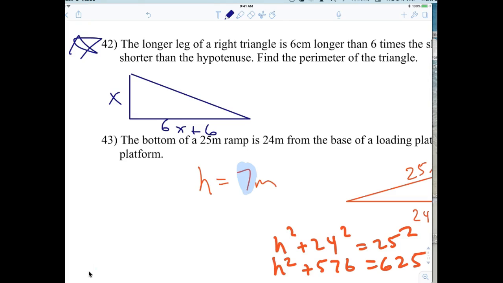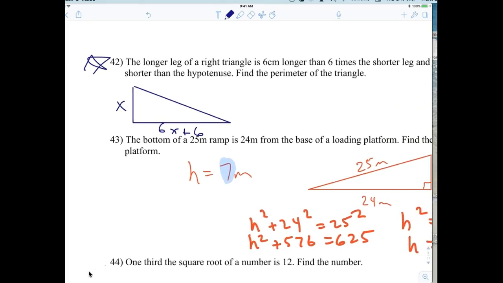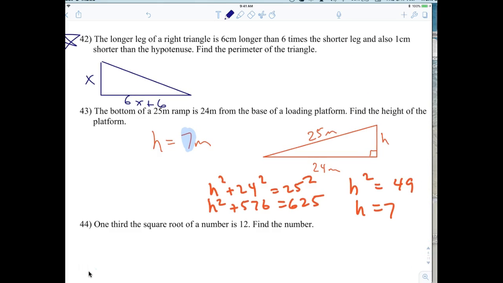All right, now please listen carefully because this is where some people made some mistakes. Now it says the longer leg is 6 centimeters longer than 6 times the shorter leg and also 1 centimeter shorter than the hypotenuse. So because you guys are good at English, what are they referring to there? When it says and also 1 centimeter shorter than the hypotenuse, what is?